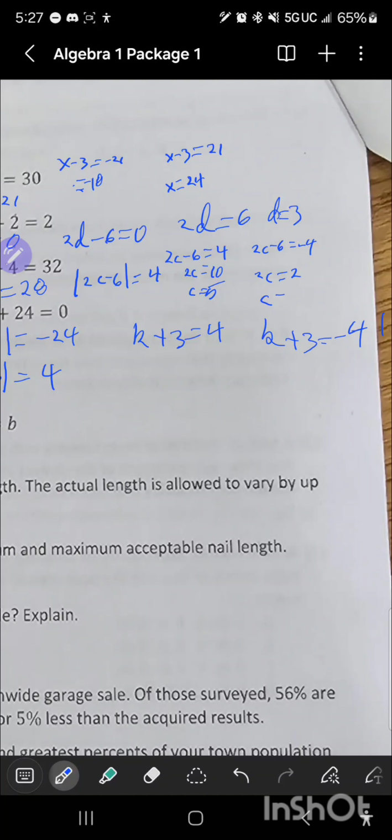And we subtract 3 from both sides and we have k equals 1. And in this case we subtract 3 from both sides and we have k equals negative 7. Let me make this prettier.